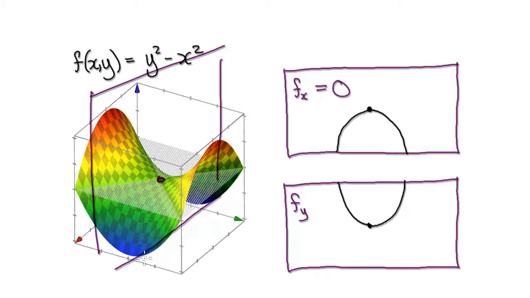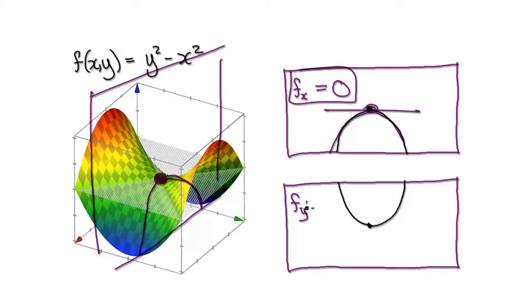So where the surface intersects with the vertical sheet of paper, it will look something like this. This is the origin. It will look like this. So here it concaves down, but the gradient is actually 0.